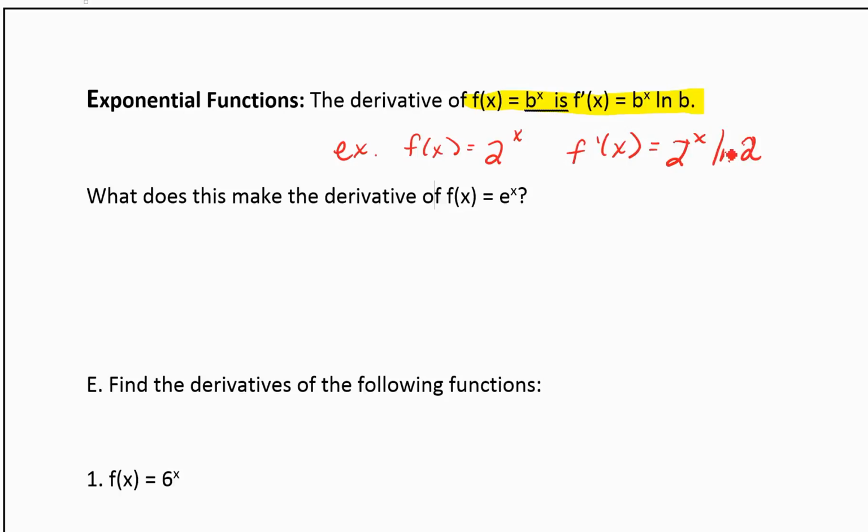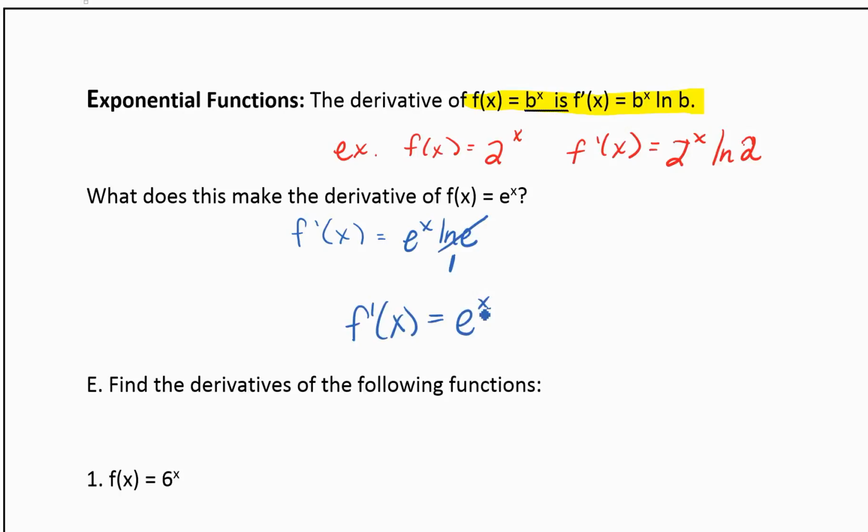So our first question is, what does this make the derivative of e to the x? Well, if we just look at the formula, f prime of x would be e to the x natural log of e. But what is natural log of e? Well, natural log of e is just equal to 1. So our derivative of e to the x is e to the x. It's itself, which is pretty remarkable.